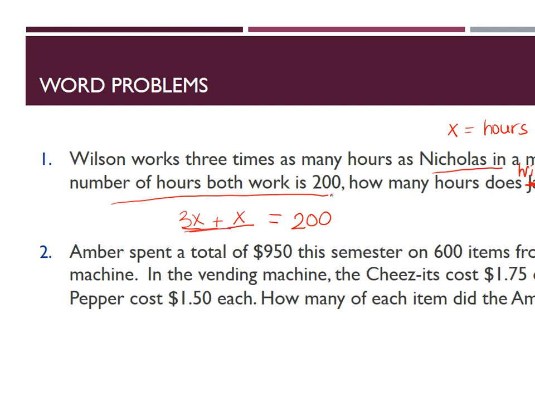And now I can solve this. So you can combine those together. 3x plus x gives you 4x, because that's like having a 1x. 3x plus 1x is 4x's. And that equals 200. Now to solve, just divide by 4 on both sides. And x equals 50. So if the question was how many hours does Nicholas work, that would be your answer, because remember x is the hours that Nicholas works. But we wanted to know how many hours Wilson works, and he works 3 times as many hours as that. So he is 50 times 3, which is 150. So he works 150 hours.